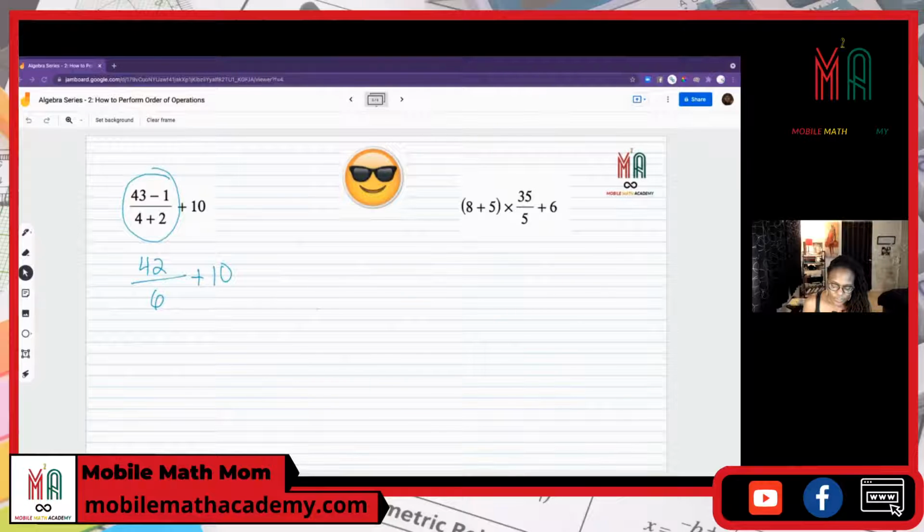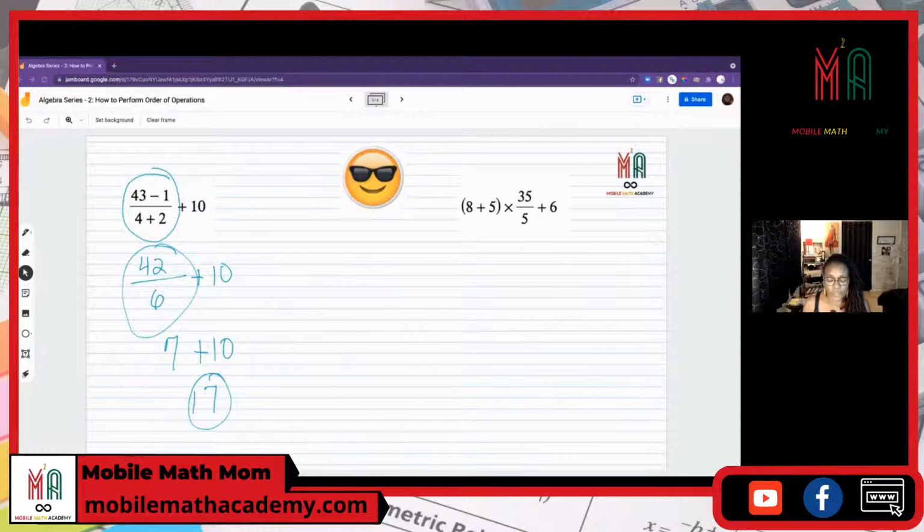And then 42 divided by 6 is 7. Plus 10 is 17. All right, we good? Are we good so far? Drop it in the chat. All right. Let's look at the next one.